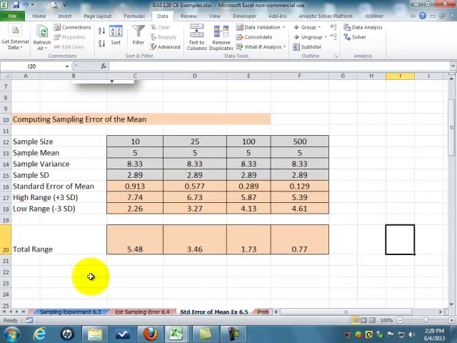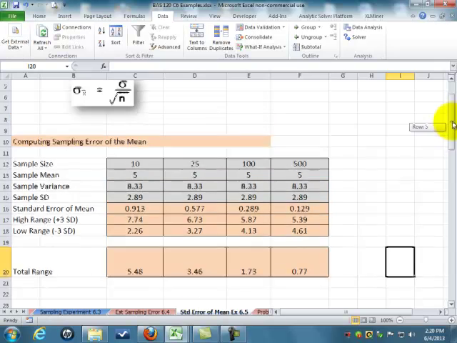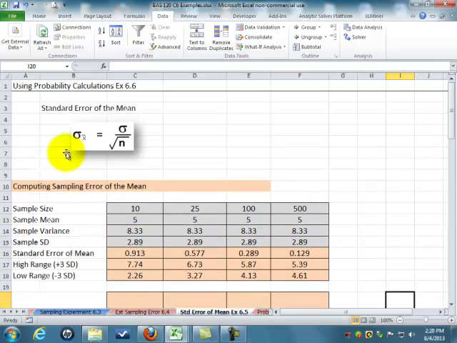Example 6.5 talks about computing the sampling error of the mean. Remember, our formula for the sampling error of the mean, if you've gone through the previous videos, is the standard deviation divided by the square root of n. This is in situations where we know the standard deviation of the population. So that's what we're assuming here.